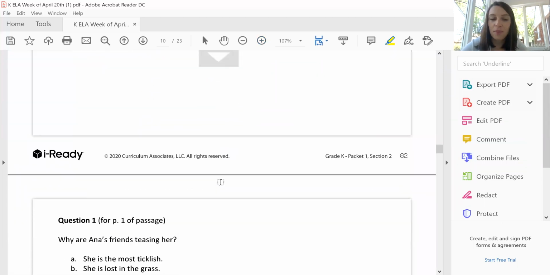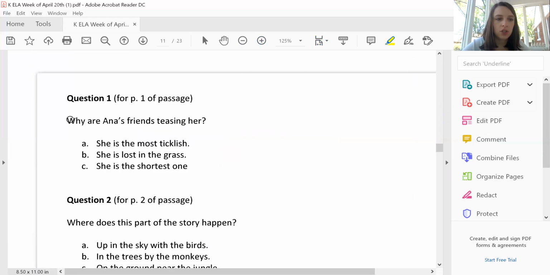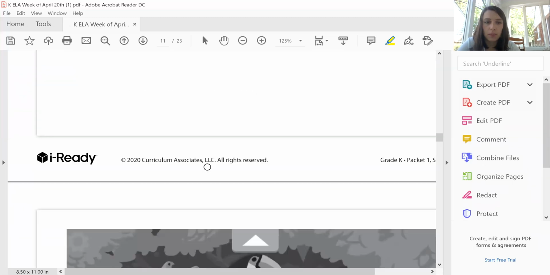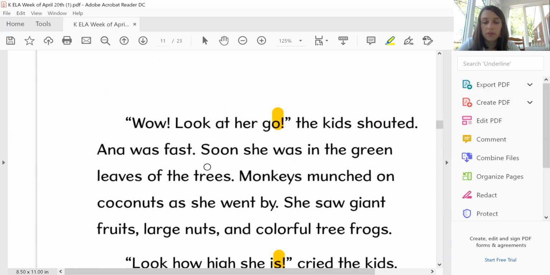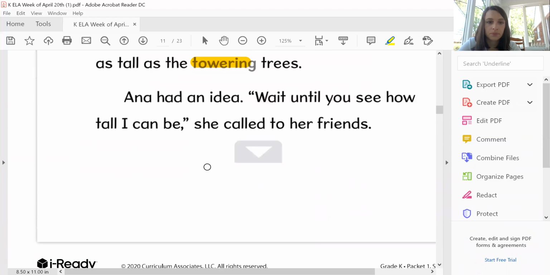All right, now we're going to go back through some of the questions in the story. We're going to look at question number 1. We're going to find this one on page 1. Why are Anna's friends teasing her? A, she is the most ticklish. B, she is lost in the grass. Or C, she is the shortest one. Okay, so take your paper and go back to the beginning part of the story, page 1. I'll flip back there for the first one.